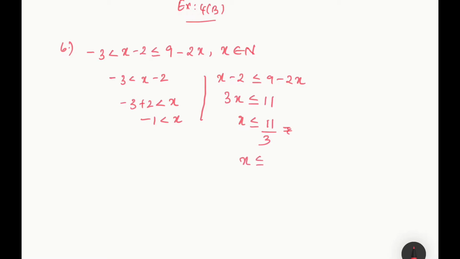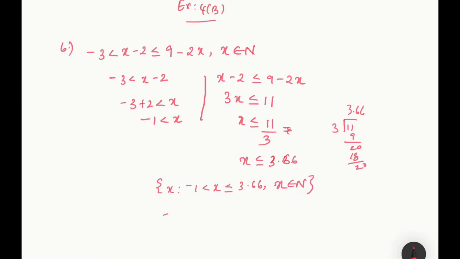11 by 3 will be 3.33, right? 11: 3 3s are 9, again 2 point, it goes 6 times, again 18, 20, 3.66. So they've asked you to find the list. So how do you write it? 3.66. So your terms are x such that minus 1 less than x less than or equal to 3.66, x belongs to N.